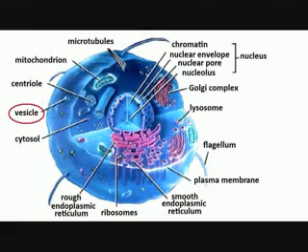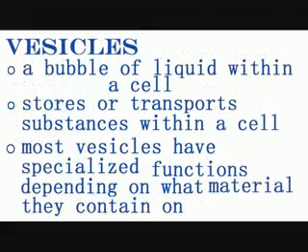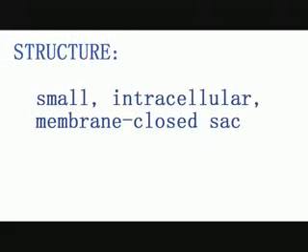A vesicle is a bubble of liquid within a cell. It stores or transports substances within a cell. Most of them have special functions depending on what material they contain. Vesicles are small, intracellular membrane-closed sac.